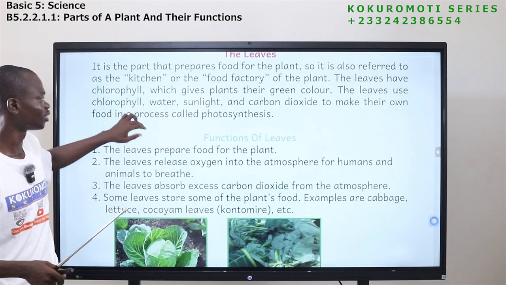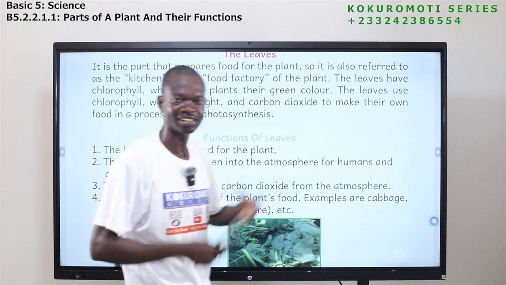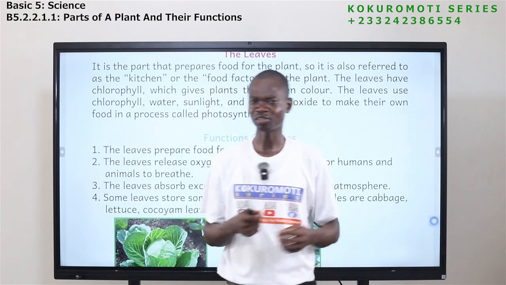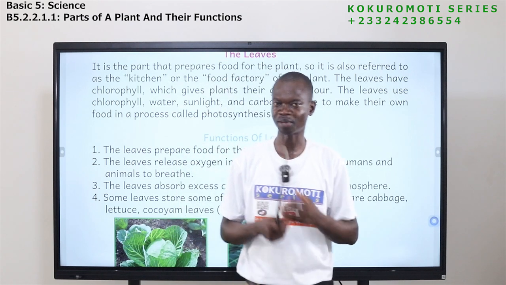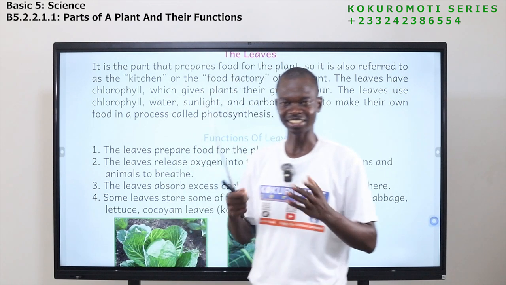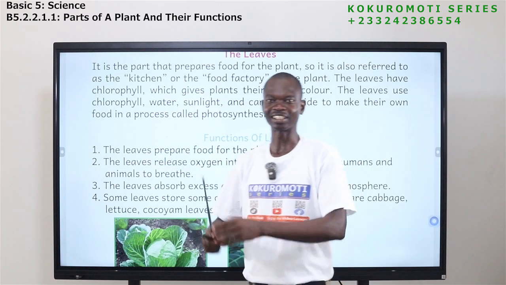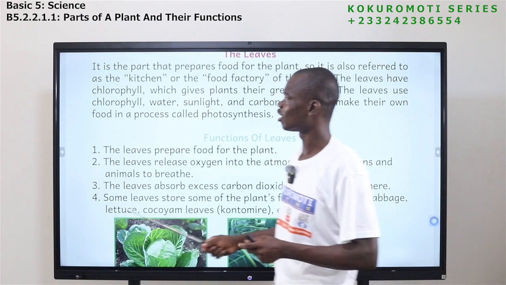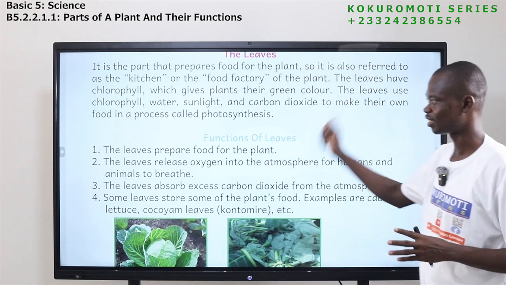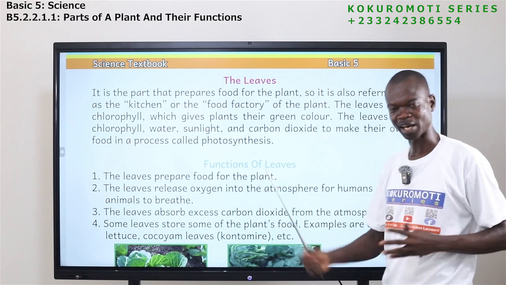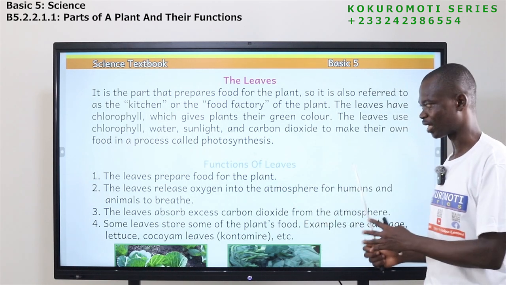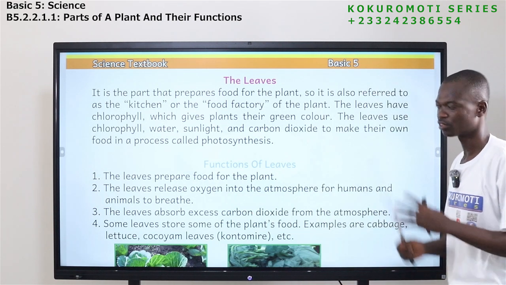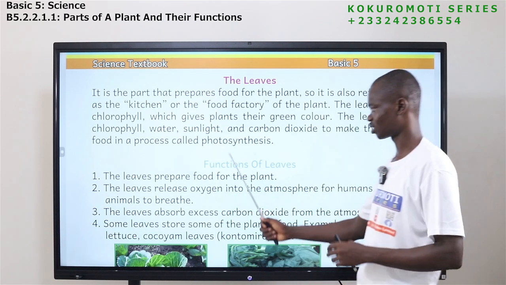So the plant has leaves. The leaves prepare food for the plants. Some leaves are also colorful. They are beautiful. So some leaves can be used to decorate or beautify places. Today we are looking at leaves. Leaves are the part of the plants that prepares food for the plants. They use chlorophyll, water, sunlight, and carbon dioxide to make food for the plant. That process is called photosynthesis.